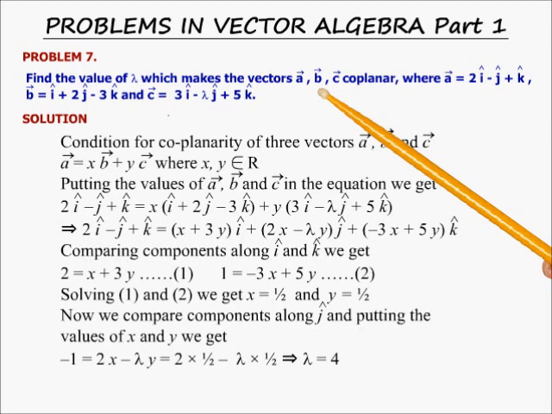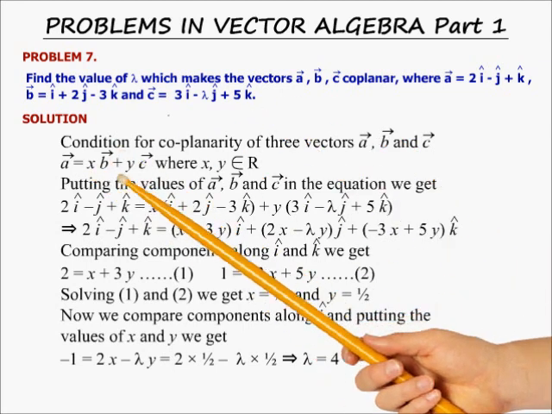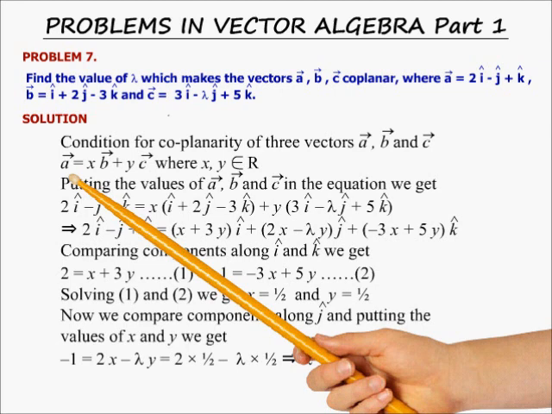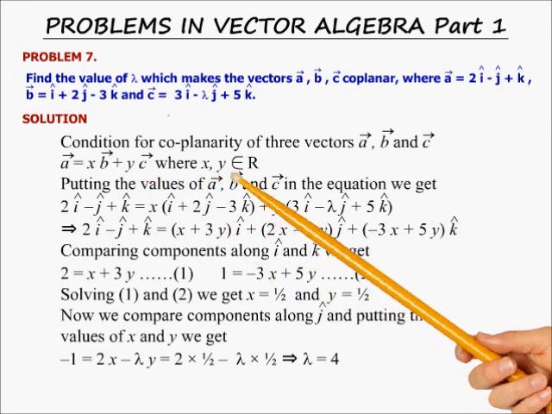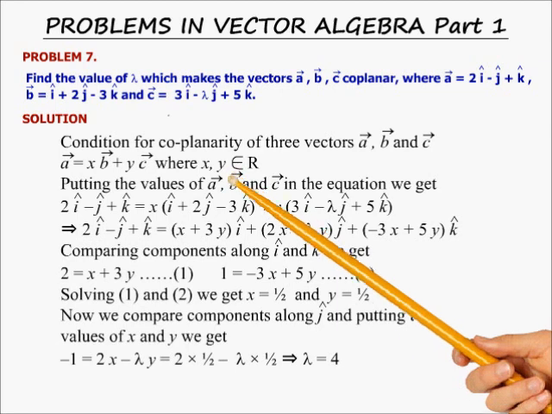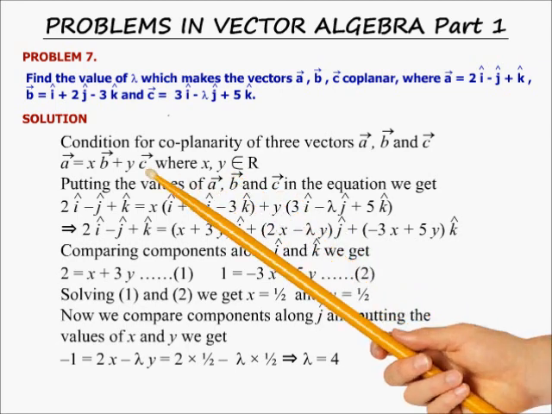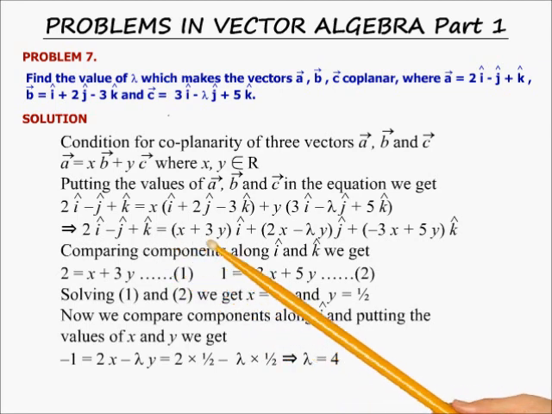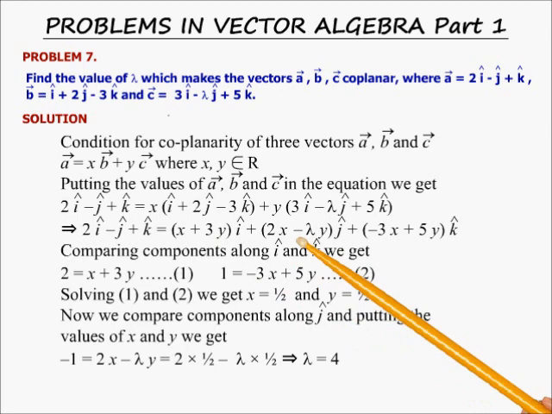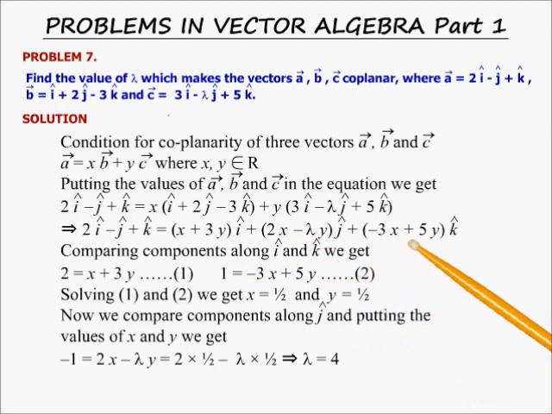Now the condition of coplanarity is this, that vector A equals x into vector B plus y into vector C, where x and y belong to the set of real numbers. Now we substitute the values of A, B and C in this equation, and we get 2i cap minus j cap plus k cap, which is equal to x plus 3y i cap plus 2x minus lambda y j cap plus minus 3x plus 5y k cap.